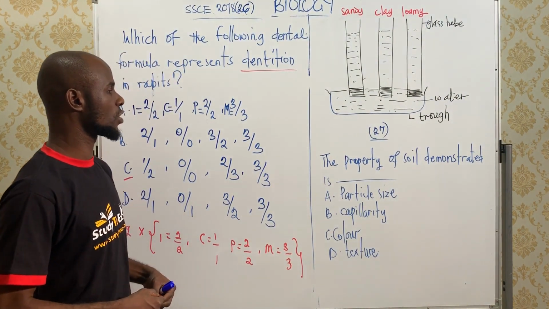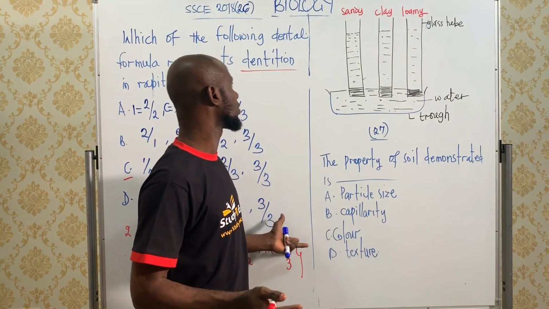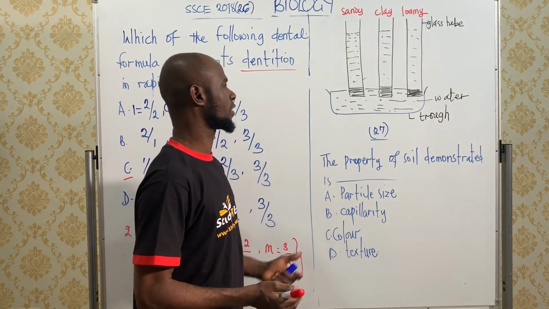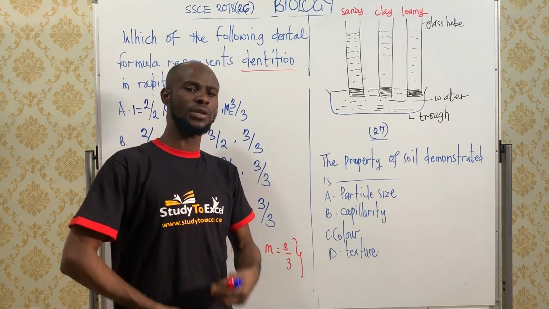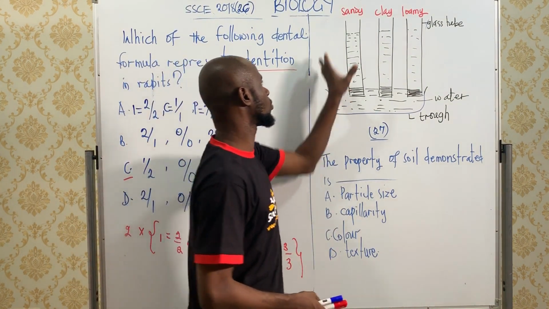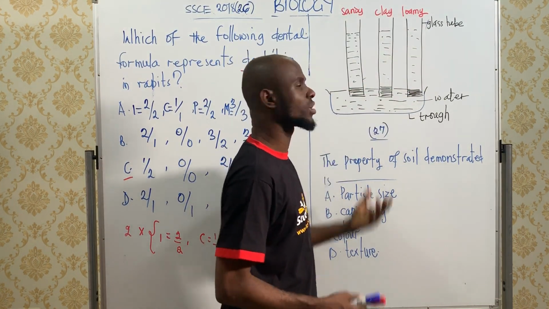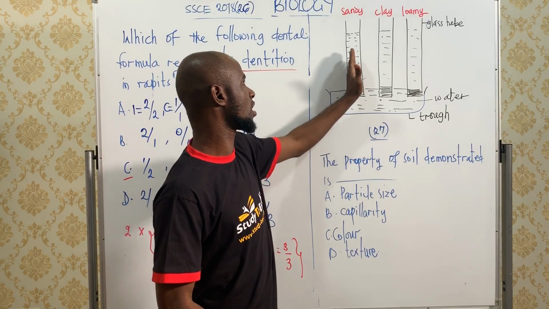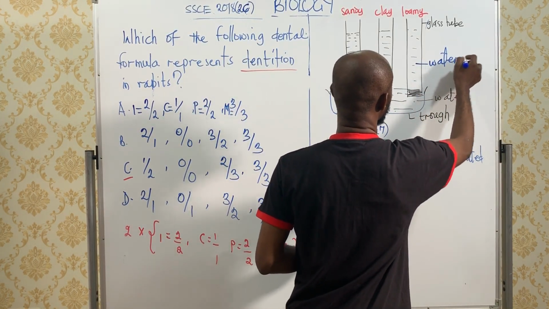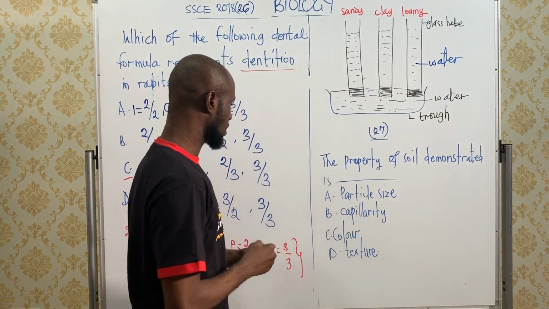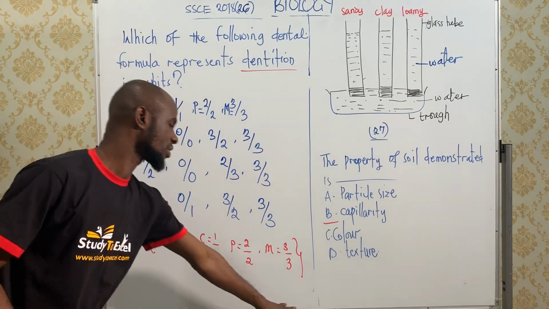The property of the soil demonstrated above is what? A, particle size. We're not showing any particle size here. Capillarity. Capillarity is the upward movement of the water. So when we place this glass tube inside the trough, and there's water here, what happens to the water? The water tries to go up. So we have the water here, and that is showing the capillarity. So the answer is B. That is the capillarity. So let's move to the next question.